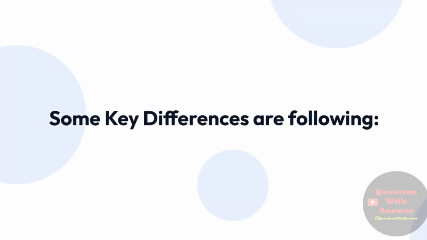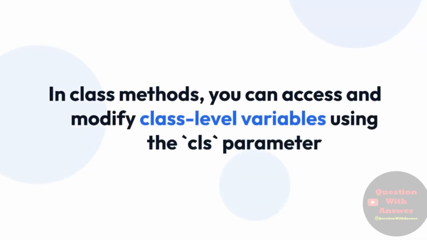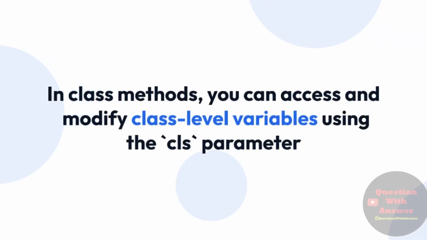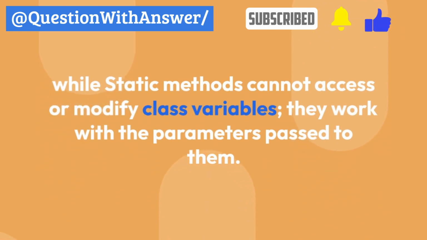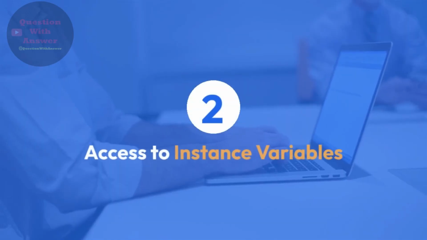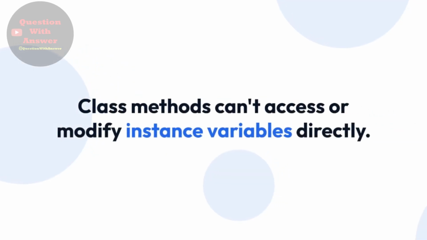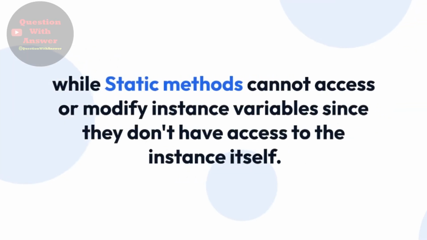Some key differences are the following. 1. Access to class variables. In class methods, you can access and modify class-level variables using the cls parameter, while static methods cannot access or modify class variables. They work with the parameters passed to them. 2. Access to instance variables. Class methods can't access or modify instance variables directly. They are designed to work with the class and its attributes, while static methods cannot access or modify instance variables since they don't have access to the instance itself.